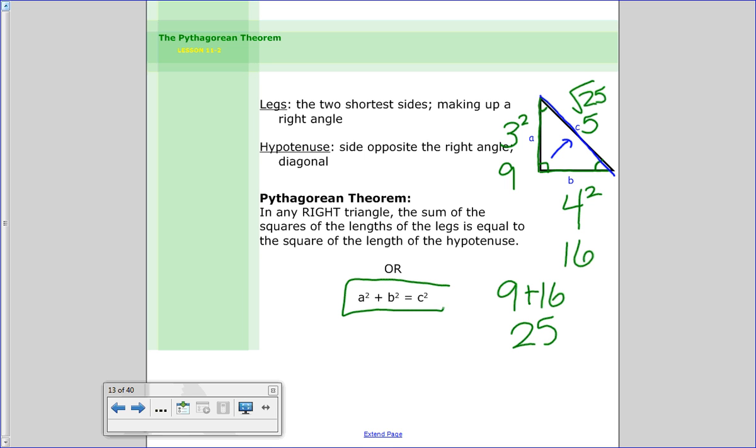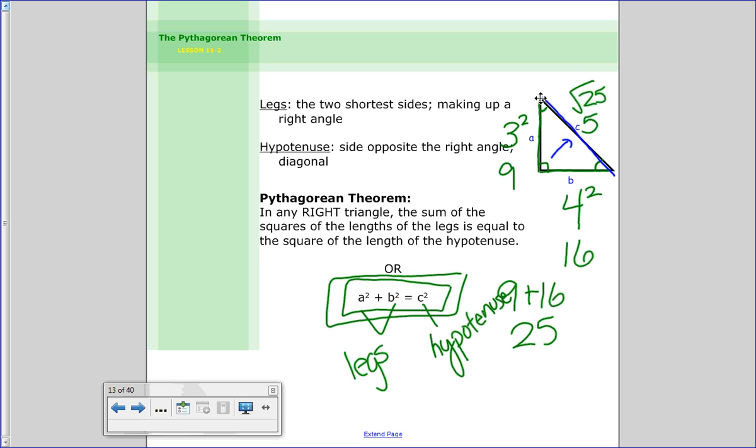So this is the equation they give us: A squared plus B squared. Again, the two legs are here. Those are the legs. So if you square and add together the legs, it's going to equal the square of the hypotenuse.